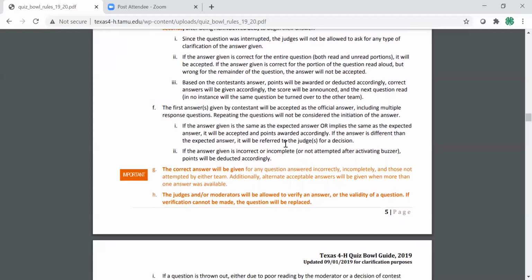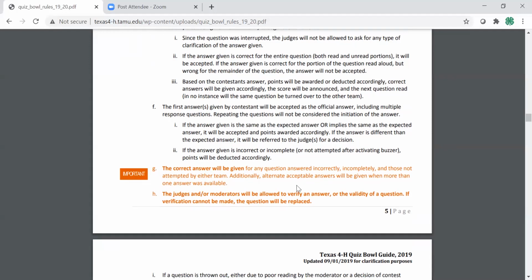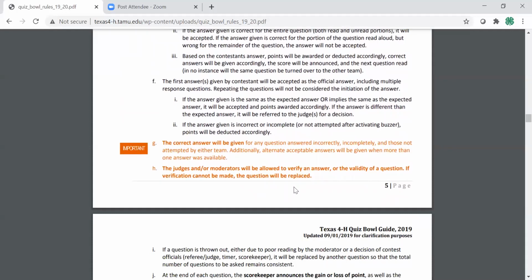The correct answers will be given. So, for example, if there's a question that's skipped because no one buzzes in, we'll go ahead and read the correct answer. Or if a question is buzzed in on and the wrong answer is given, we'll give the correct answer. It's a learning opportunity.